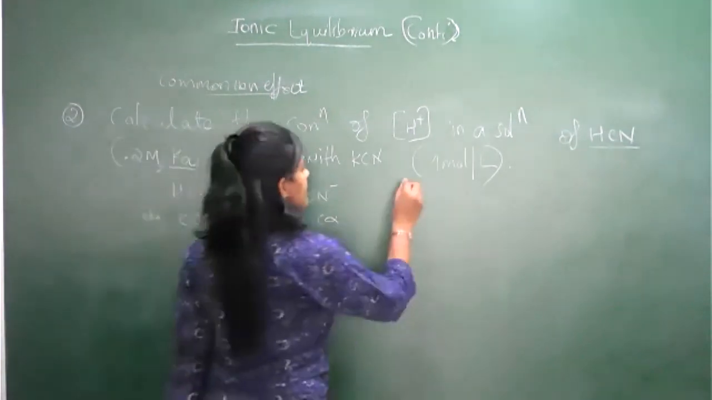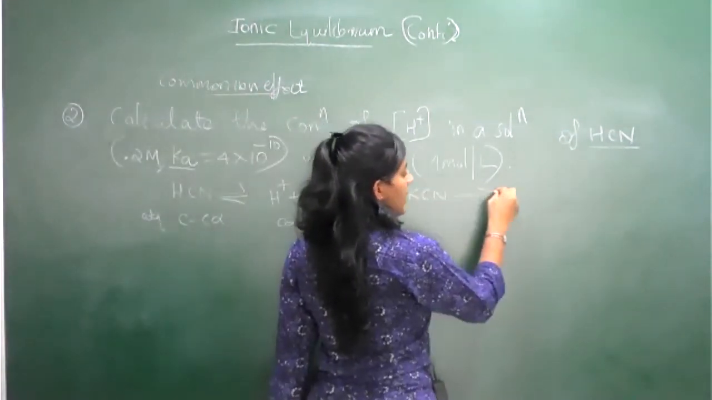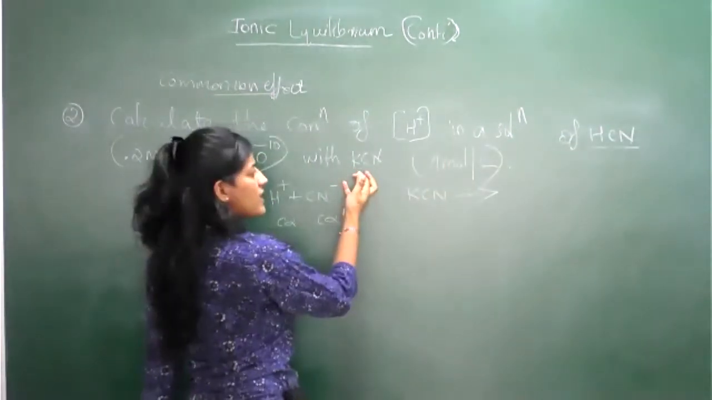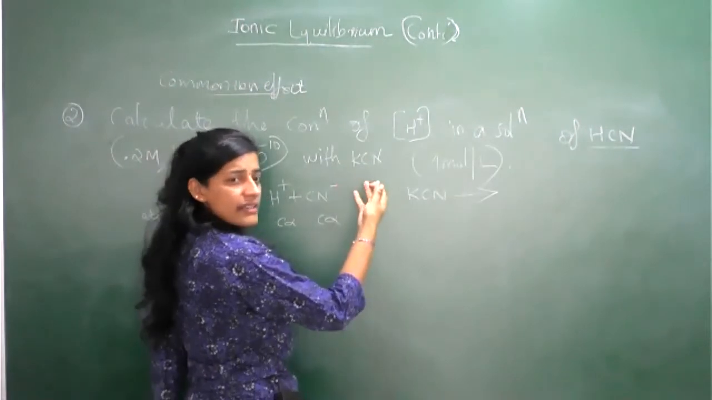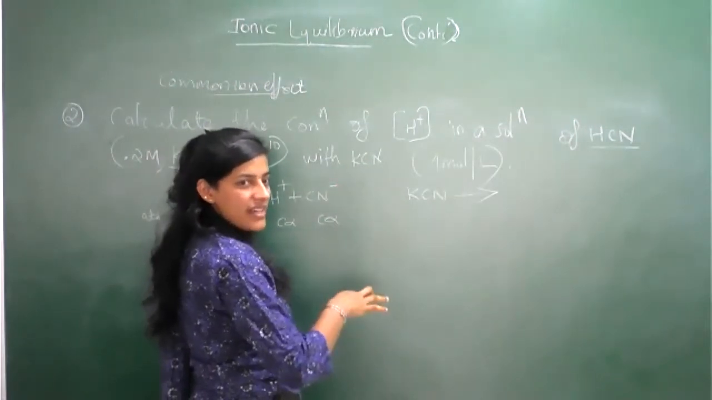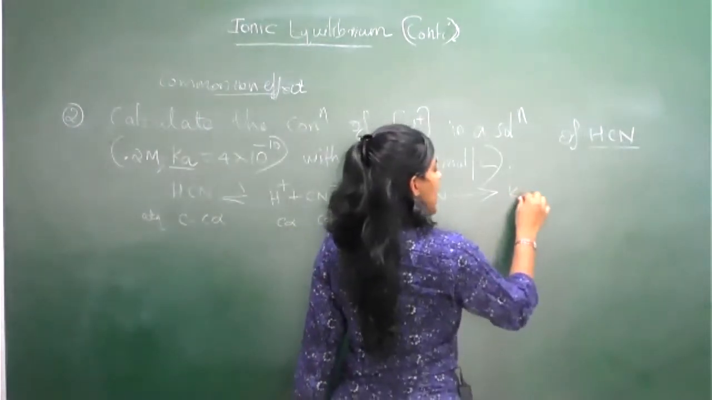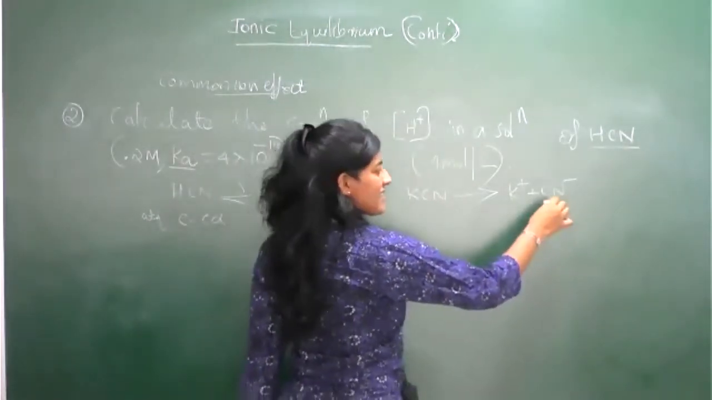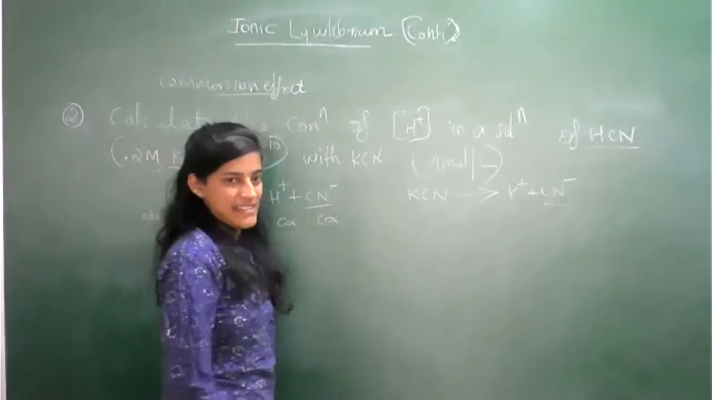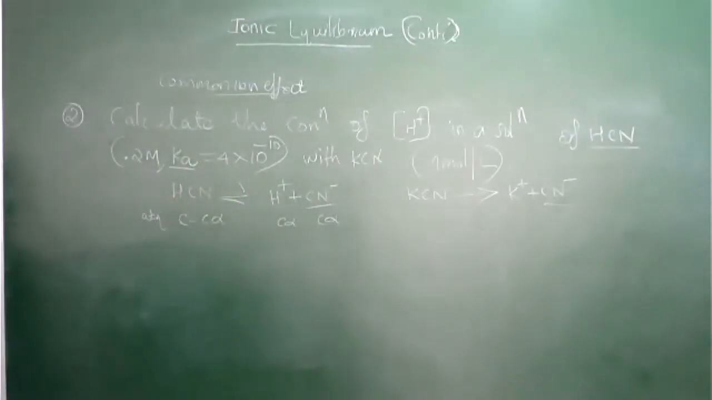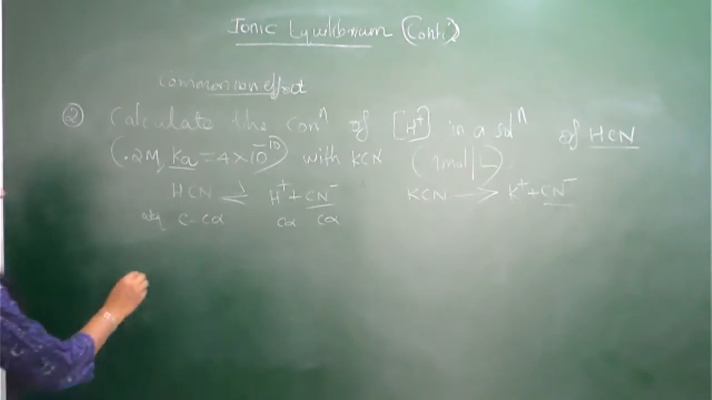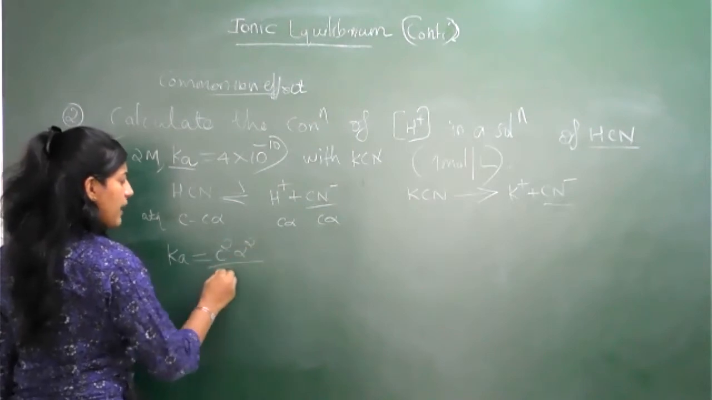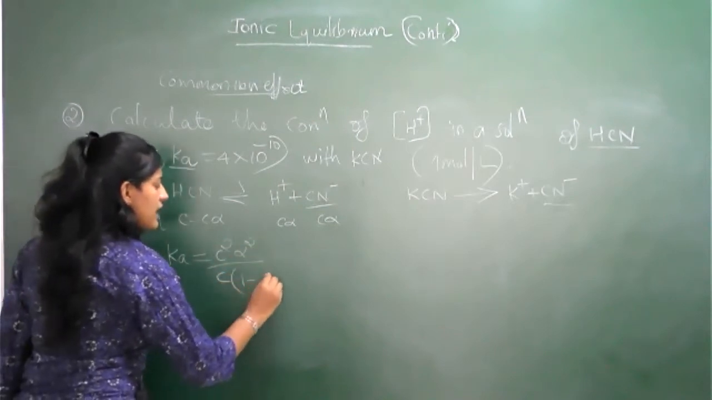Then students, what about the next step? Look now, here KCN is also present. KCN is strong. Why strong? Because it is a combination of potassium hydroxide, a strong base, and HCN, a weak acid. So KCN gives K plus and CN minus. So here also CN minus. So we want to consider both while finding the Ka value. Okay, then find out the Ka, students. Ka is equal to, tell me, C squared alpha squared over C minus C alpha, likewise.